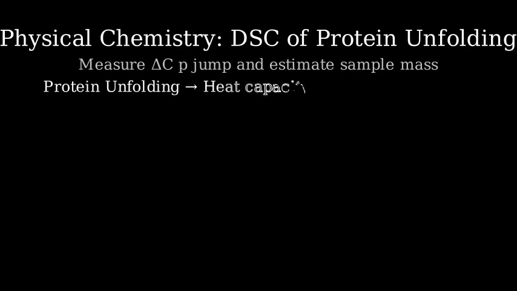When a protein unfolds, its heat capacity increases. Graphically, in a heat capacity versus temperature plot, we observe a step upward near the melting temperature. The size of this step is the heat capacity jump, delta Cp.